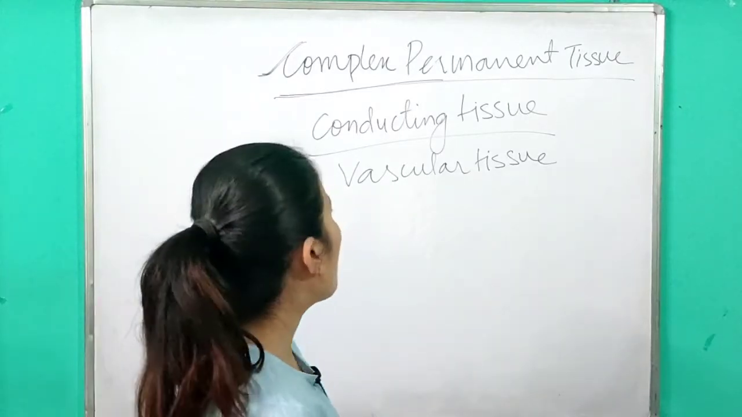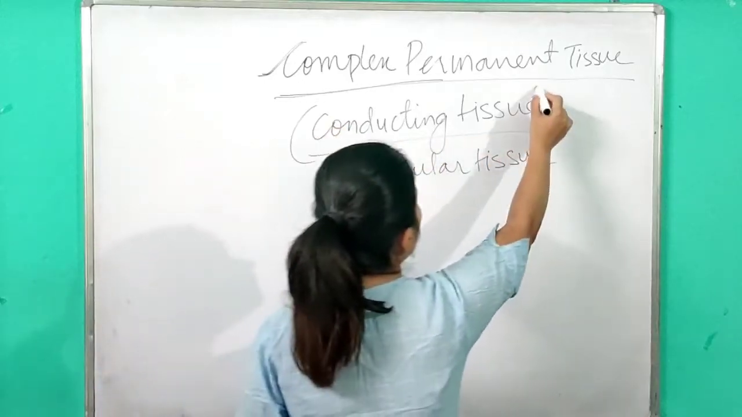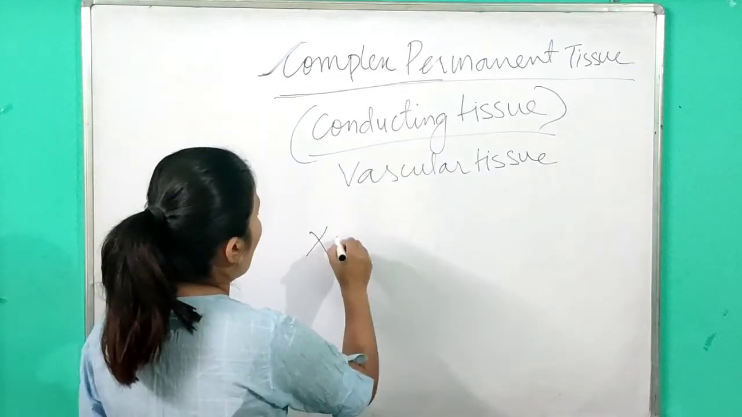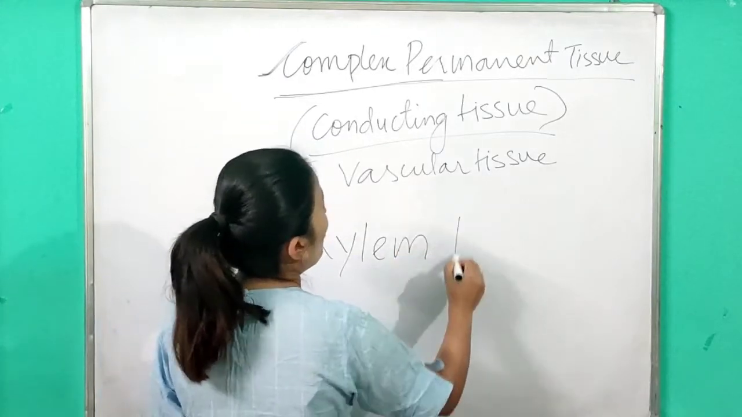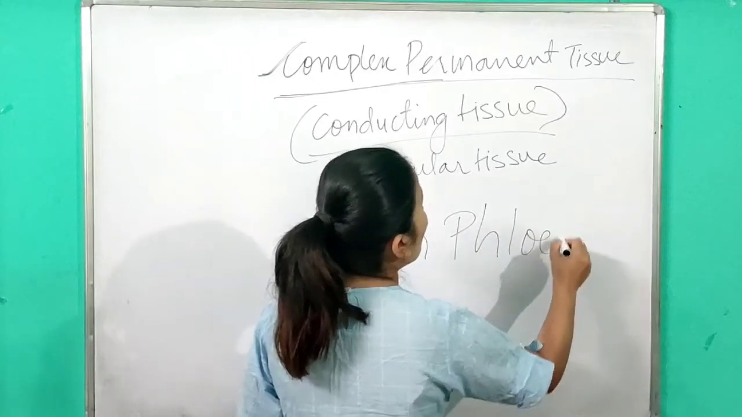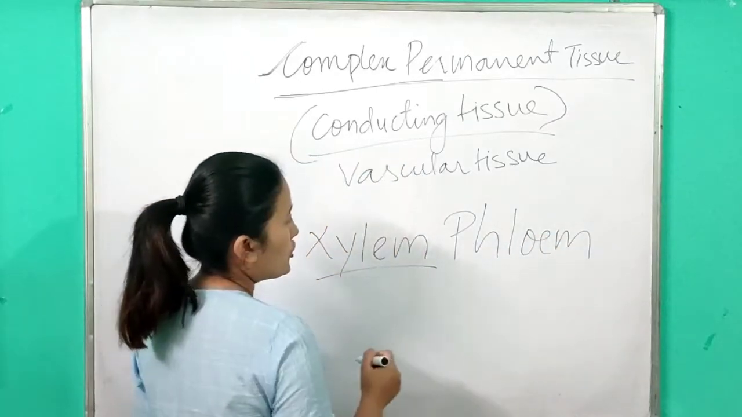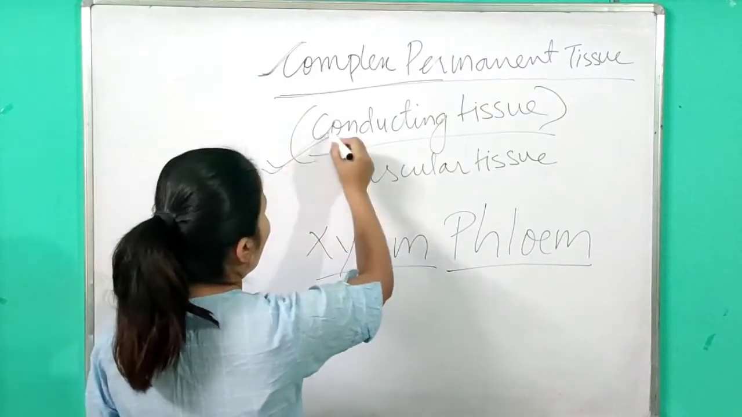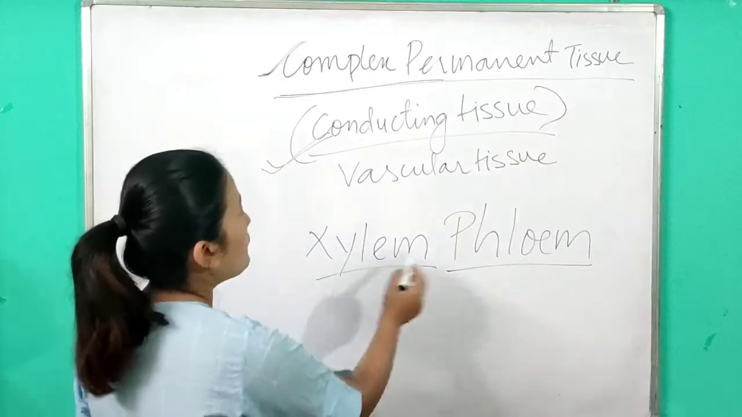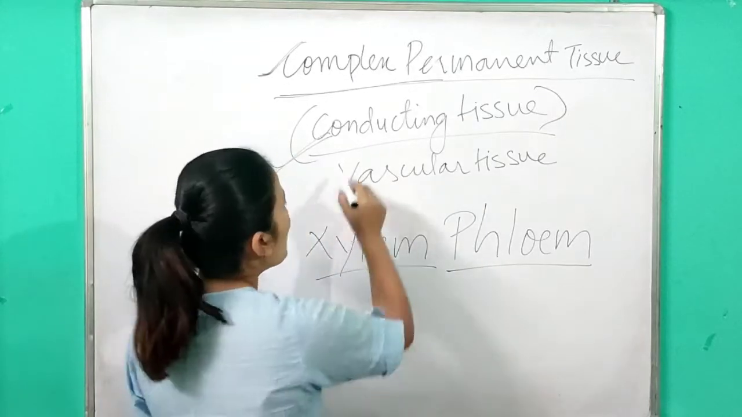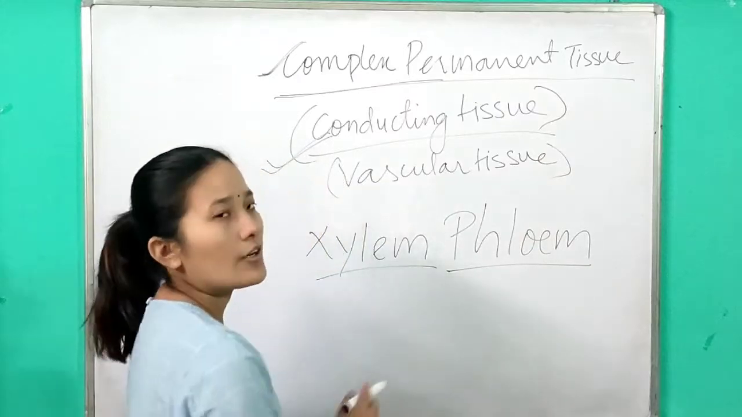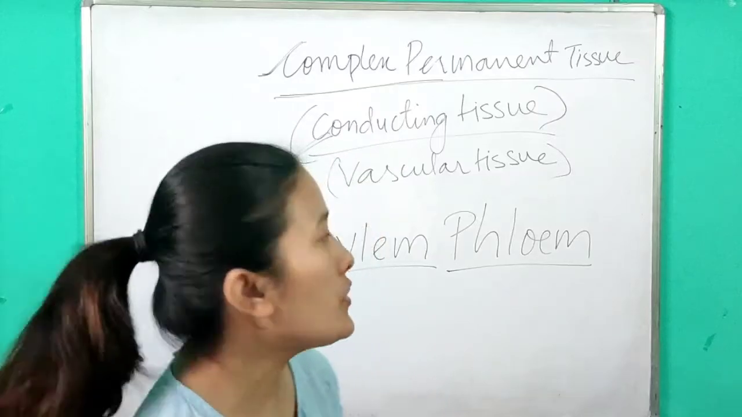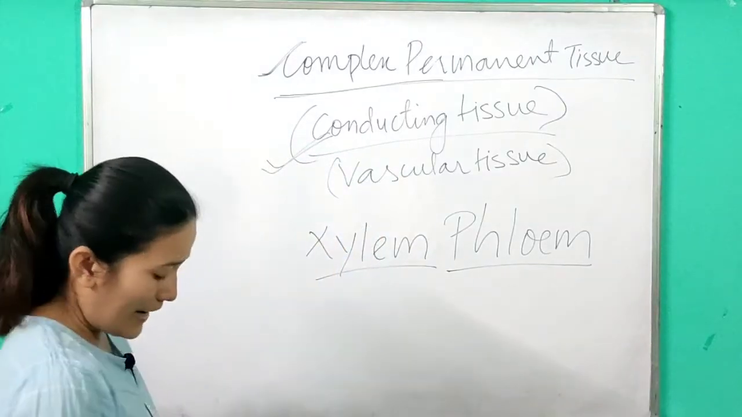Now complex permanent tissue, why is it called conducting tissue? Because the complex permanent tissue, that is your xylem and then you have phloem. Xylem helps in conduction of water and phloem helps in translocating the food. That's why it is referred to as conducting tissue. Xylem and phloem together form the vascular tissue, and these are also the transporting system of a plant. So first let us discuss xylem.